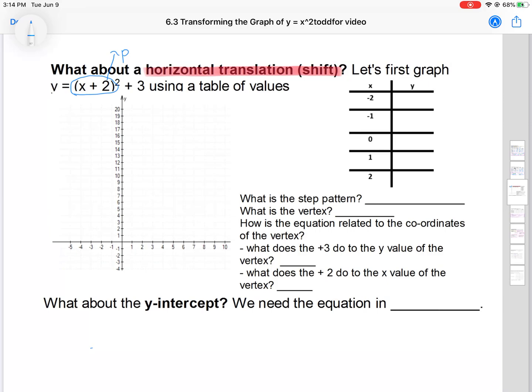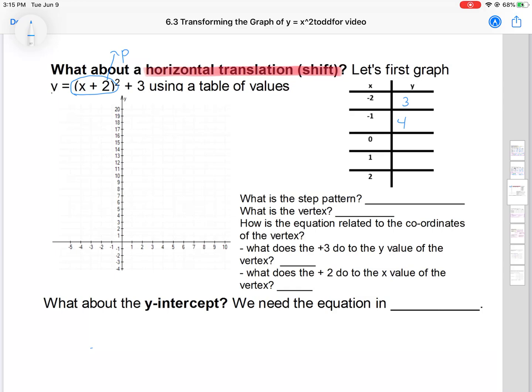So we'll go back to the beginning and let's make a table of values. So if you do -2 plus 2 is 0, squared is 0, plus 3 is going to be 3. -1 plus 2 is 1, squared is 1, plus 3 is 4.